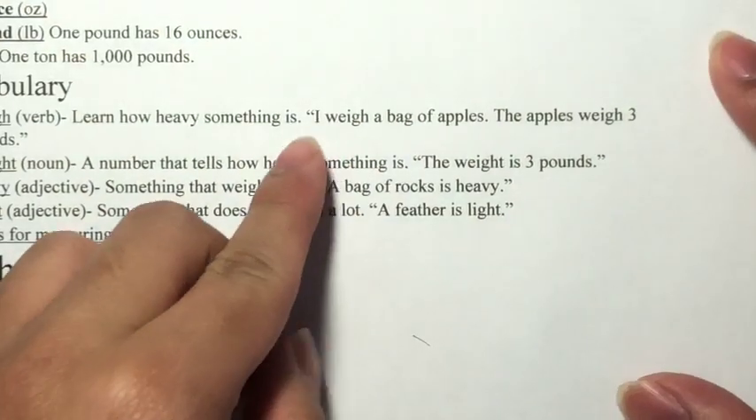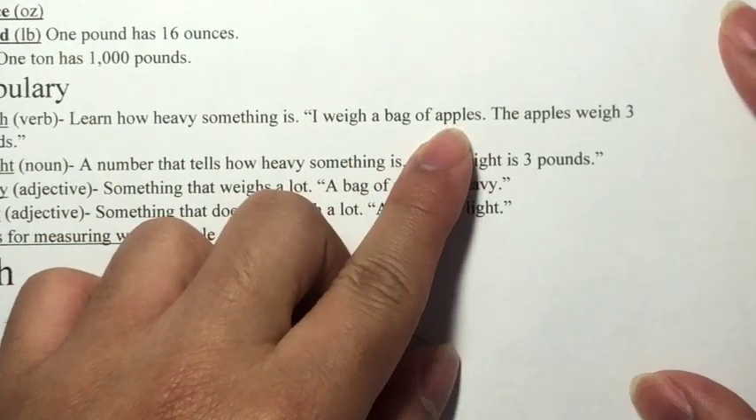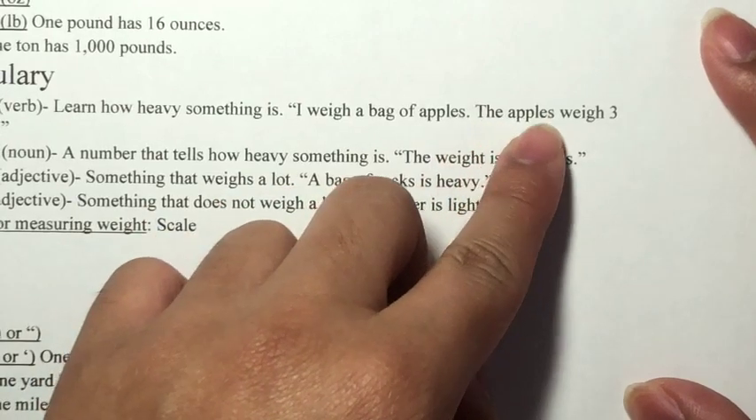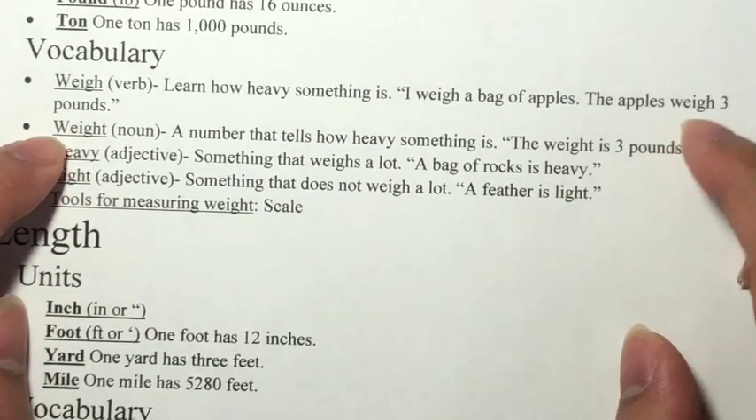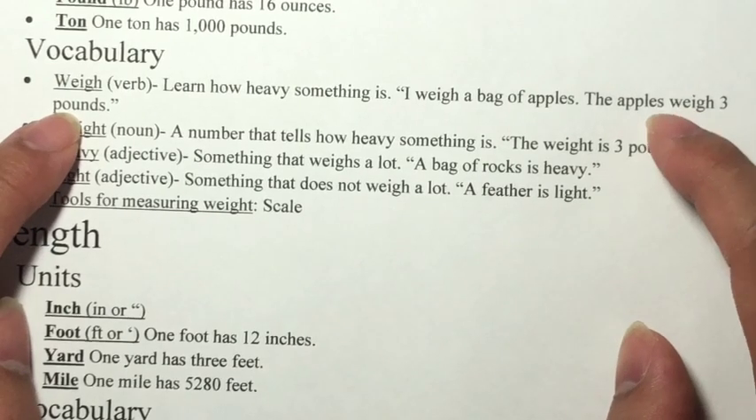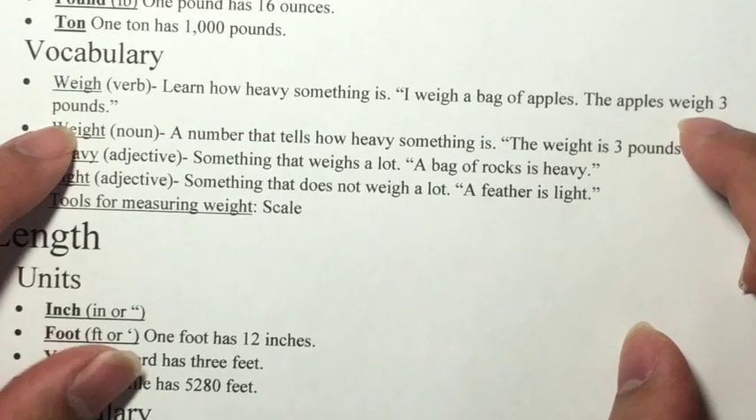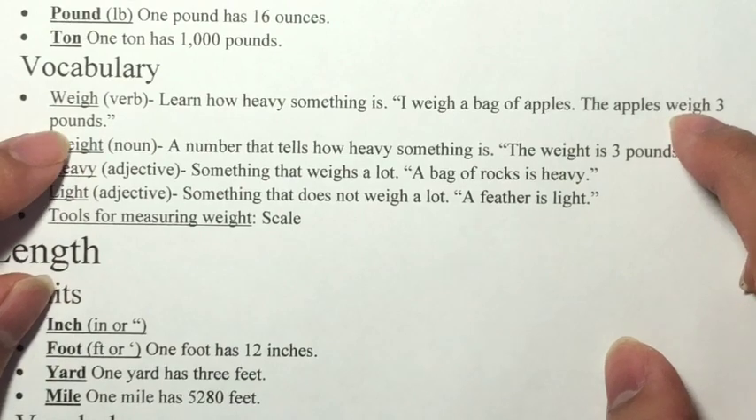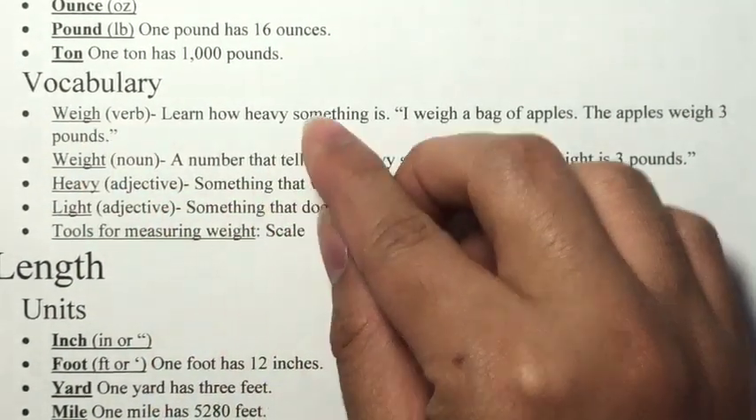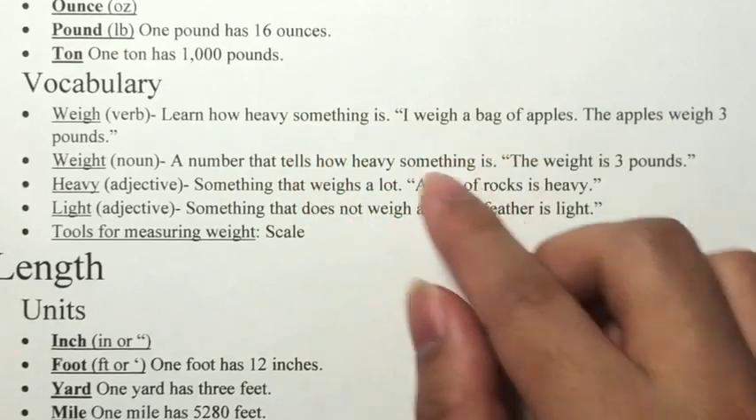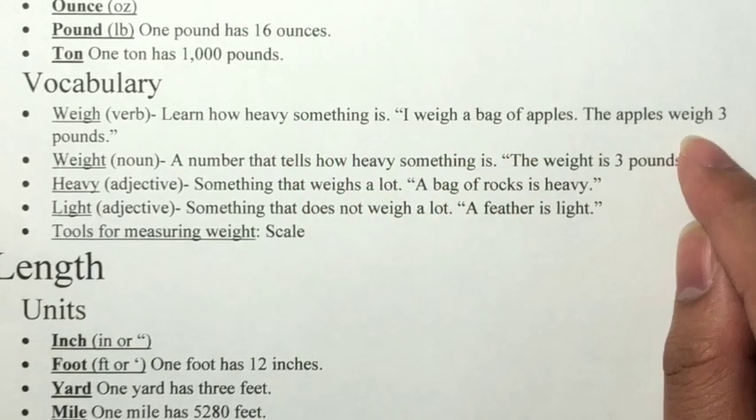So here we say, I weigh a bag of apples. We can also say, the apples weigh 3 pounds. It's another way of saying the apples are 3 pounds. So we can use the word weigh to mean we are measuring something, or it's another way of saying it is this heavy.